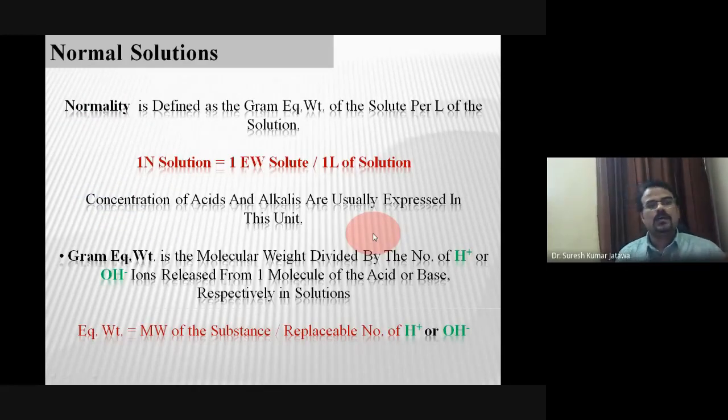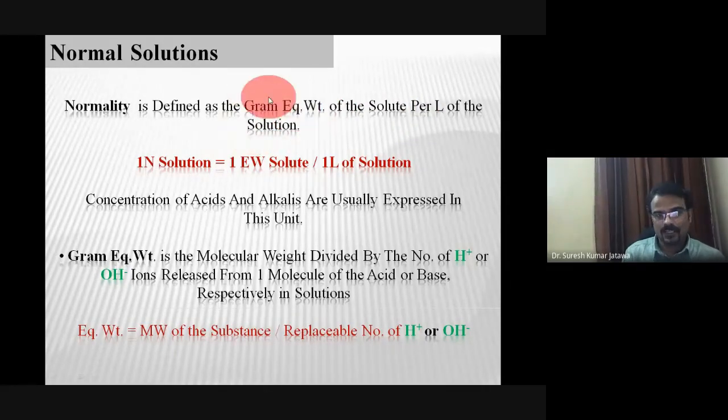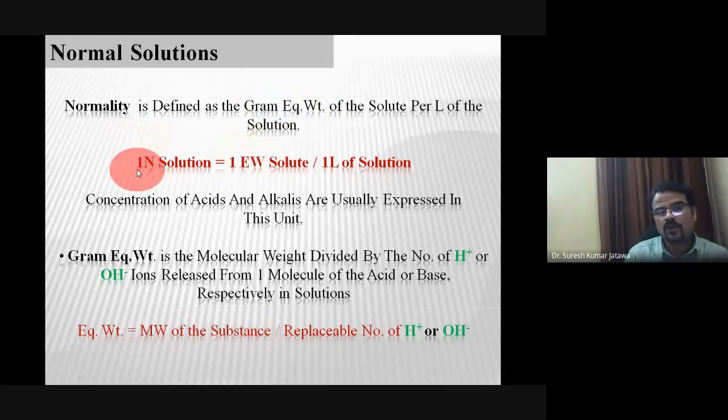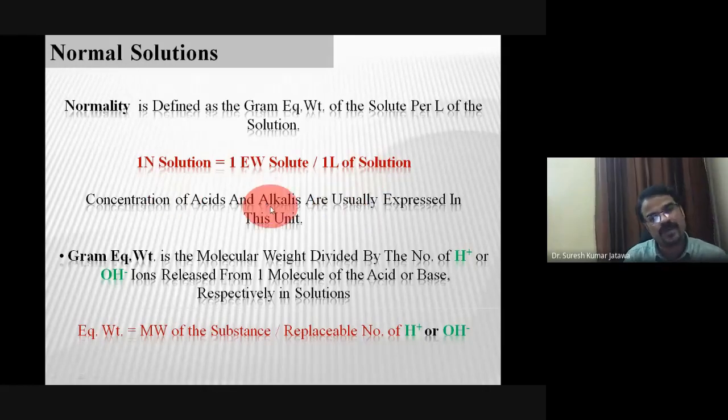Normal solution. Normality is defined as the gram equivalent weight of the solute per liter of the solution. So what is gram equivalent? If you are describing normality, it is the gram equivalent weight of the solute per liter of solution, it means you have to calculate the gram equivalent weight of your solute, what you are going to dissolve. A one normal solution is equal to 1 equivalent weight of solute dissolved per liter of solution. The concentrations of acids and alkalis are usually expressed in this unit.